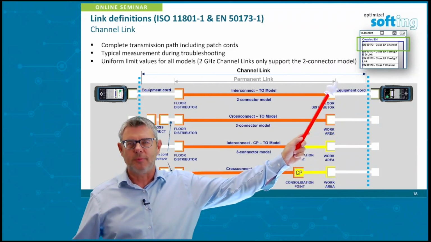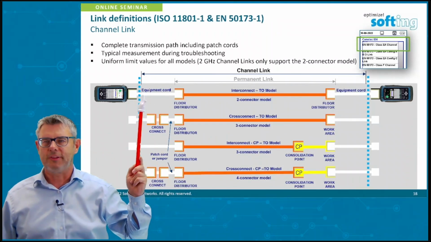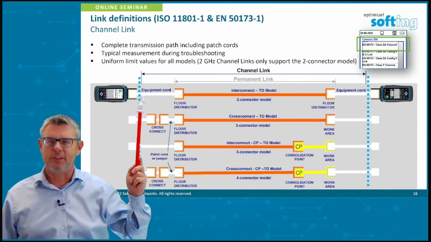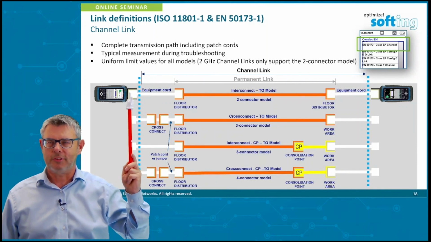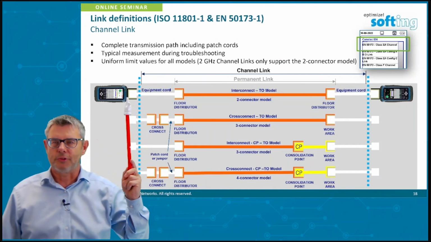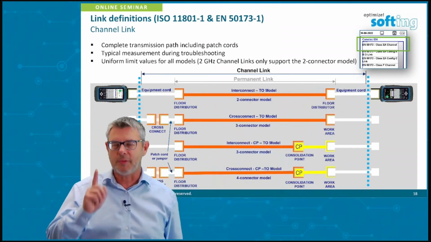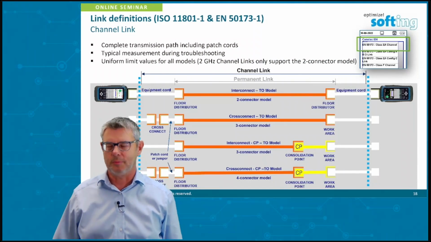And now you do a measurement starting from this point here, down the line to this point here. So you're ending the measurement before the plug-jack combination on the test module of the instrument. So what's not included in the channel link measurement is the first and the last connector of the whole link. Okay, that's important. Keep it in mind.